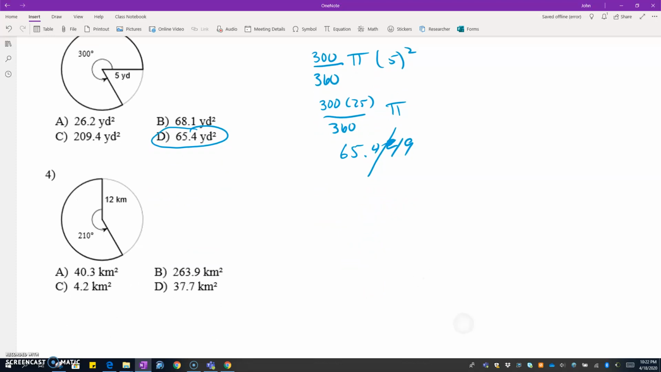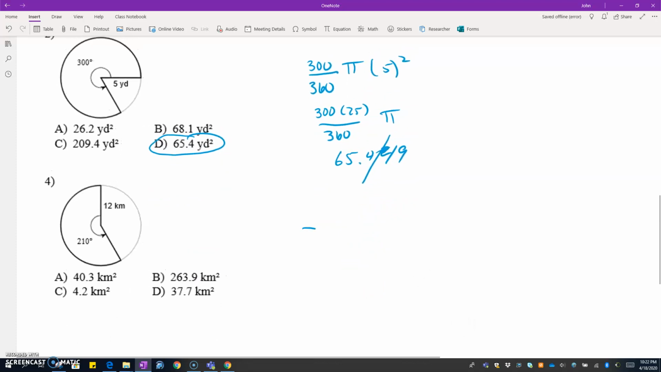If I jump to number 4, the final one here, we have a central angle of 210. So 210 out of 360 times our pi r squared, and r is 12. I end up with 210 times 144, which is 12 squared, over 360, and that whole thing times pi. So I take 210 times 144, I get 30,240, divide that by 360, I get 84, so we have 84 pi. If I multiply that out times 3.14, I get 263.76.